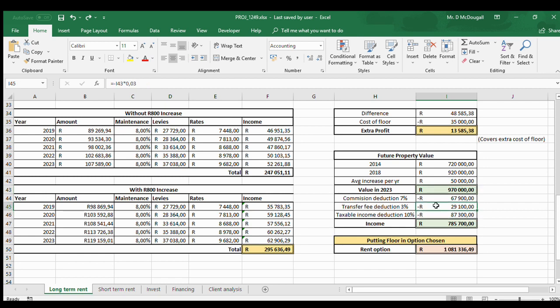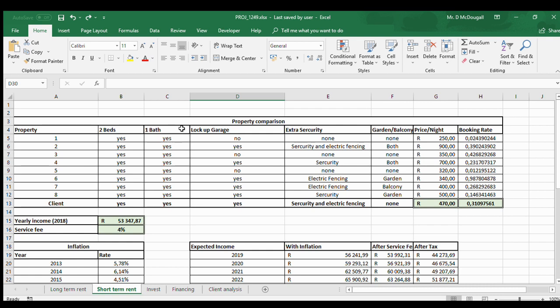Income was then calculated, and the with 800 Rand increase option was used to calculate the rent, to find the probable income that this apartment could expect. And this was done by comparing the apartment with similar apartments on a website called Airbnb.